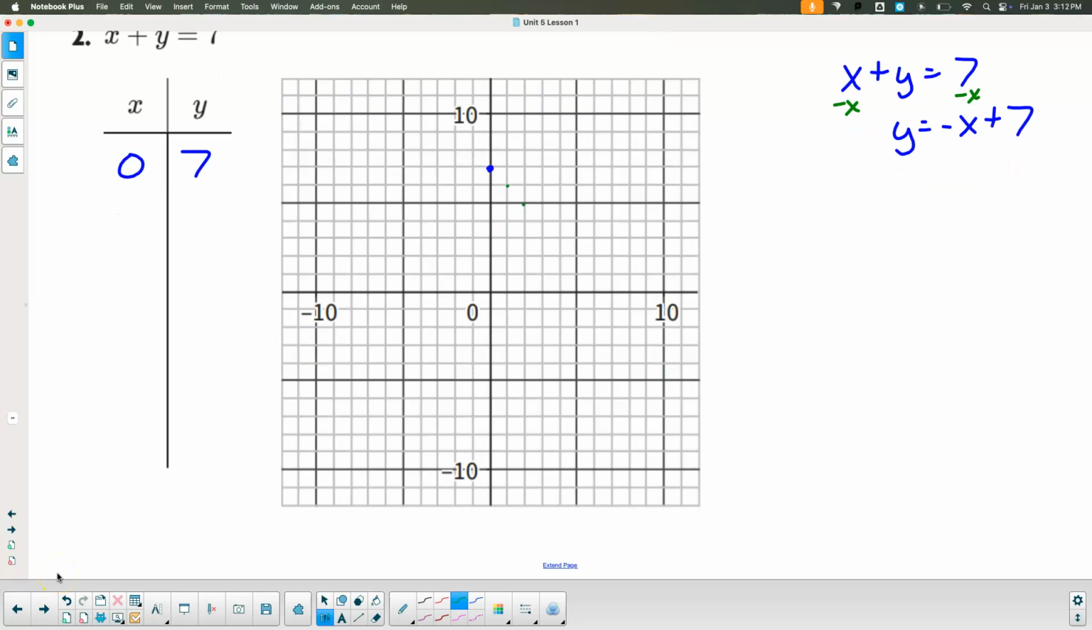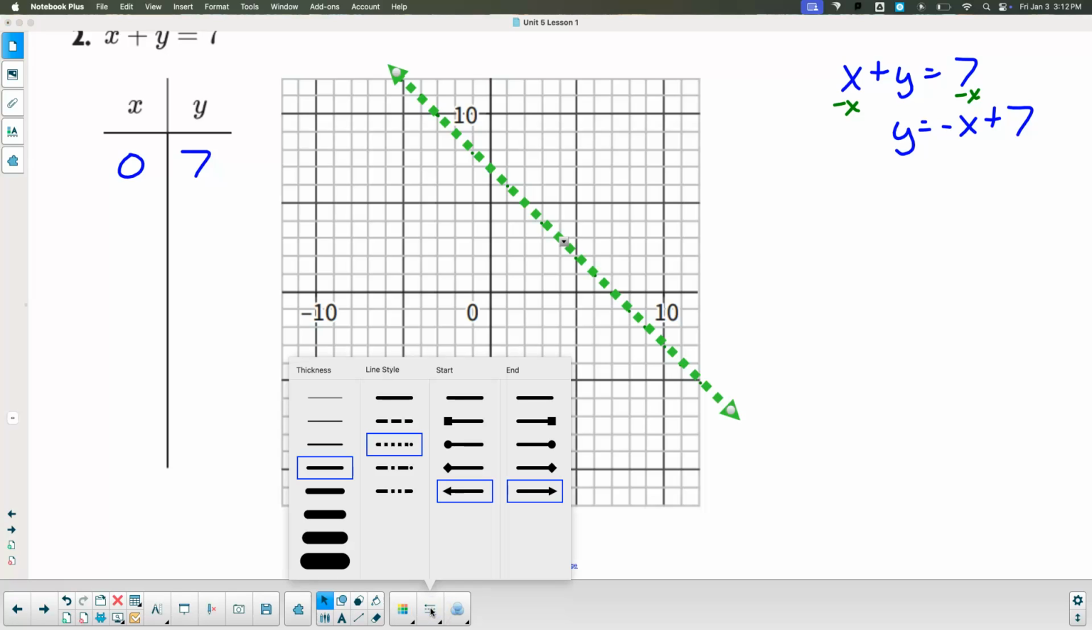I don't know why my video just stopped there. Okay. Down 1, right 1, all the way through, going all the way across the graph, all the way up. Draw in our line. Oh man, it became dotted. I forgot to make it solid. There we go. Solid line.